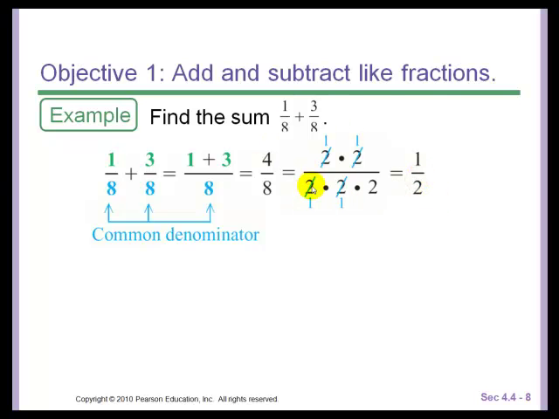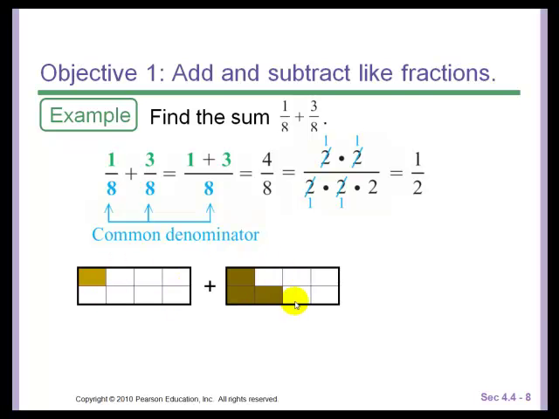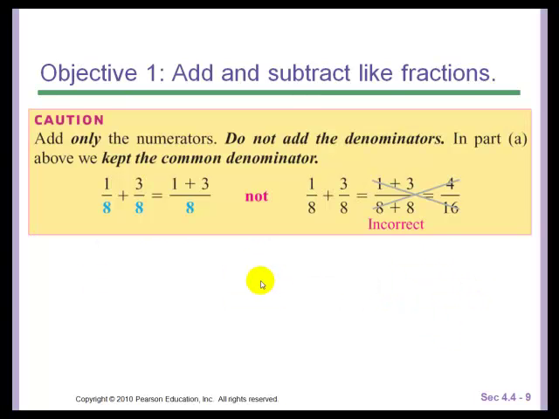We could look at this visually. Here is 1/8 plus 3/8. When we combine them, because they are the same size pieces, we can put them all together and we clearly have 4/8, and looking at this, it's fairly obvious that it's half the pizza. Recall that you're only adding the numerators. The denominators do not change.